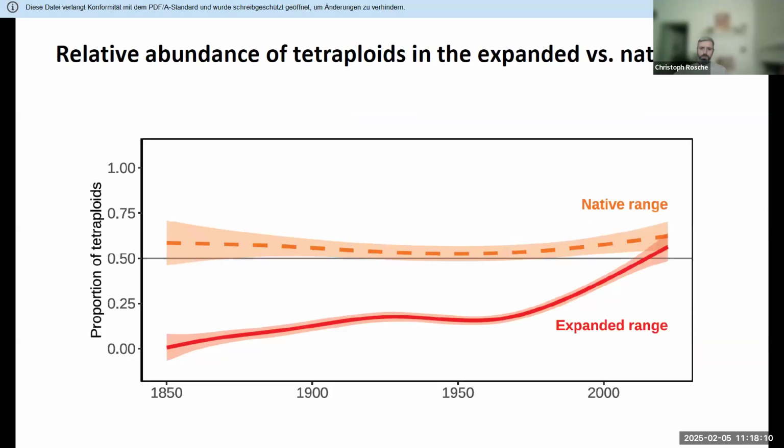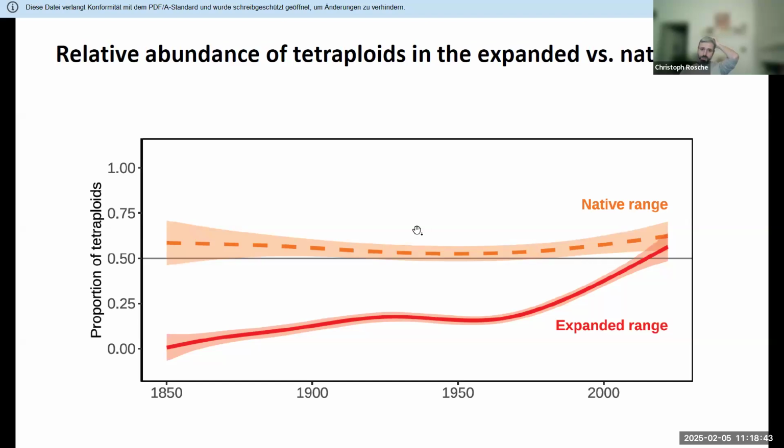So next we ran GAMs to estimate the relative proportion of tetraploids to diploids over time separately for the native range in orange and the expanded range in red. And this thin horizontal line indicates a proportion of 50%. In other words, if you randomly choose a specimen from a big box with particular distinct spatiotemporal information, you would have a chance here of 50-50 to get either cytotype.